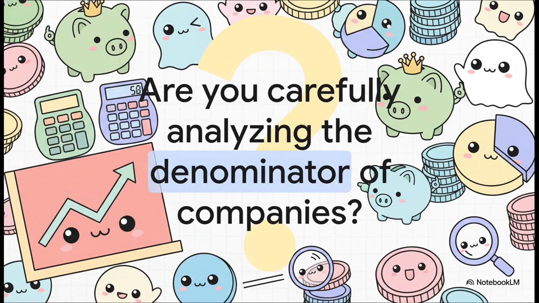So, as we wrap up this explainer, I want to leave you with a final provocative thought. We are all so conditioned to chase the profit, right? That massive numerator. But after decoding IAS 33 today, you know that the true story of your investment's value is often hiding right there below the line. Are you looking closely enough at the denominator of the companies you analyze? The next time you glance at an earnings report, I challenge you to look for those hidden guests, the potential dilution, and the true bottom line.